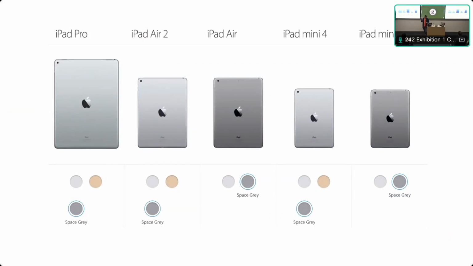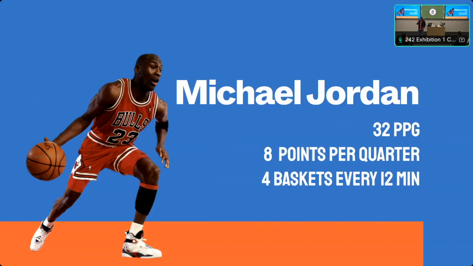Just saying. You know where consistency is the goal? One of my favorite things in the world, basketball. See, Michael Jordan used to score 32 points a game, right? And someone asked him, how do you do that? And he said, well, that's just 8 points per quarter. That's just 4 baskets every 12 minutes. It's very easy. It's consistent. Is design about that? Is design about the repetitive motion, repetitive behavior, that consistency?